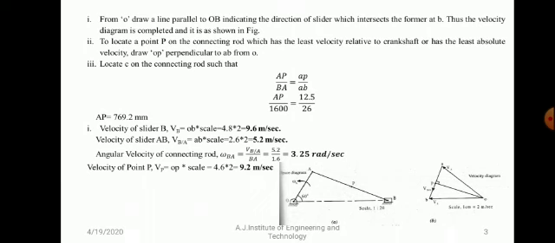Now, AP is equal to 9.2 meter per second, 3.25 radian per second. Now let us see one more problem.